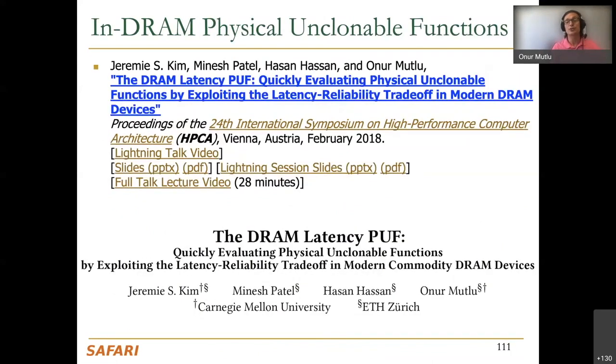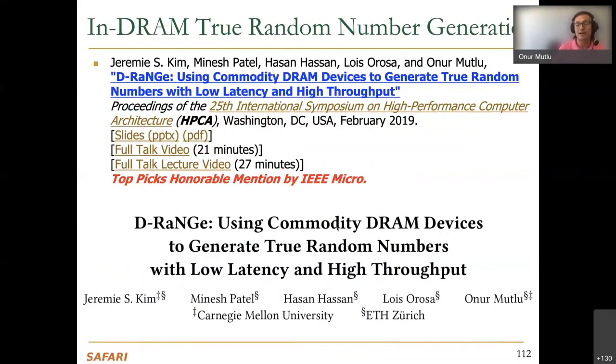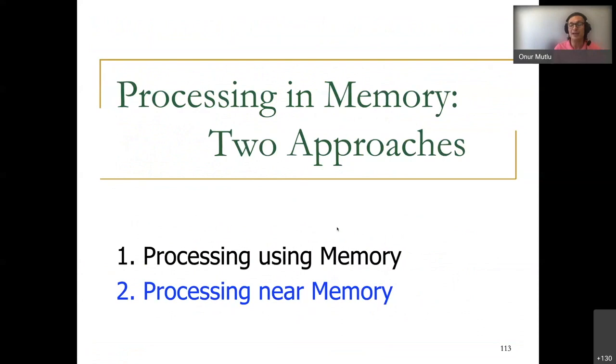You can also do interesting security functions inside DRAM, physical unclonable functions and random number generation, for example, by taking advantage of the analog properties of the DRAM chips. Again, I don't have time to go over it. But let me quickly go over the other aspect, processing near memory, even faster than what I have done with processing using memory, so that we don't delay things further.